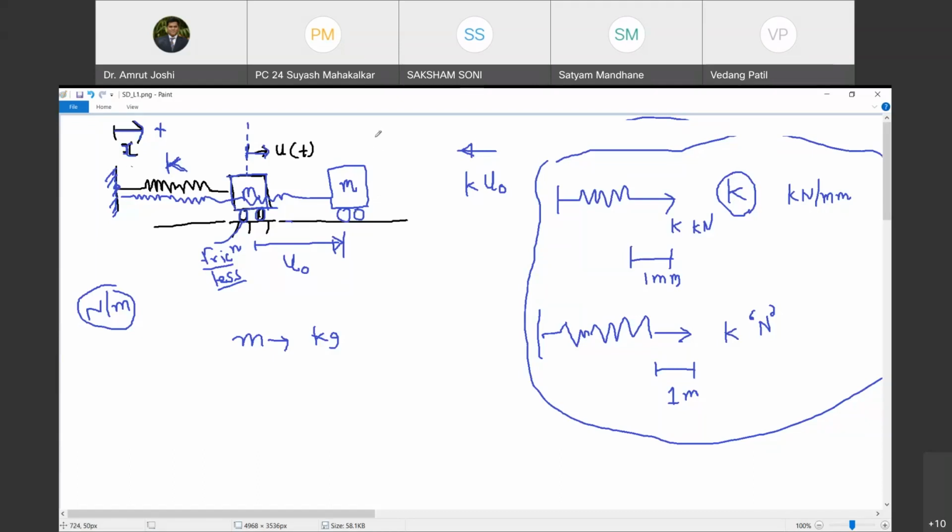So it's like you are the observer, you have a stopwatch, and you reach this site when the block has already been moved through distance u0 towards the right from its mean position. Right?